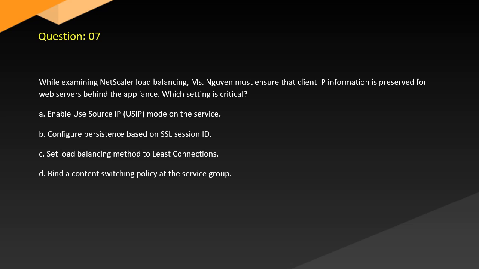A. Enable Use Source IP (USIP) mode on the service. B. Configure persistence based on SSL session ID. C. Set load balancing method to least connections. D. Bind a content switching policy at the service group.